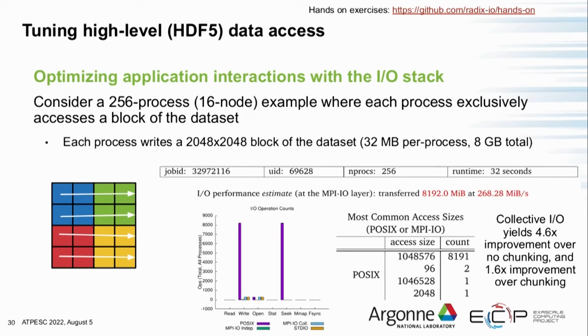And what this looks like, we get 32 seconds of runtime and 268 megabytes per second. So this is a big improvement over no chunking, almost 5x, and a decent improvement over chunking itself, 1.6x. You can see maybe counterintuitively that in this case, the performance is obviously better, but the number of I/O operations is still kind of high. It's not 256 like we saw in the last case. So you can see here there's about 8,000 accesses of a megabyte in size.